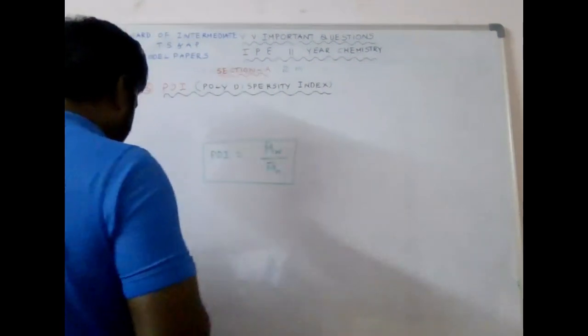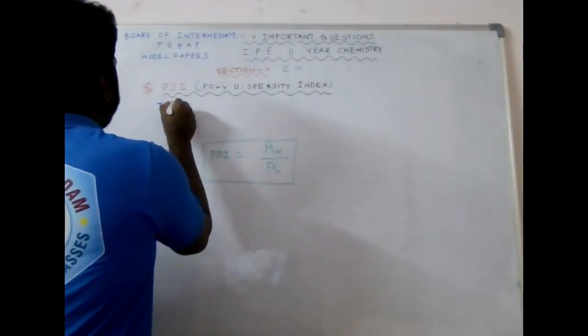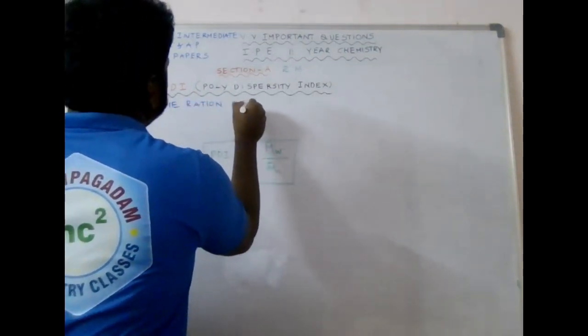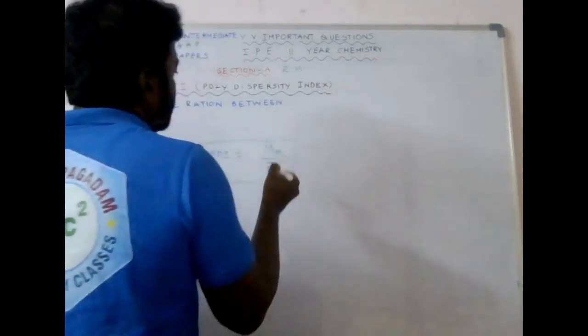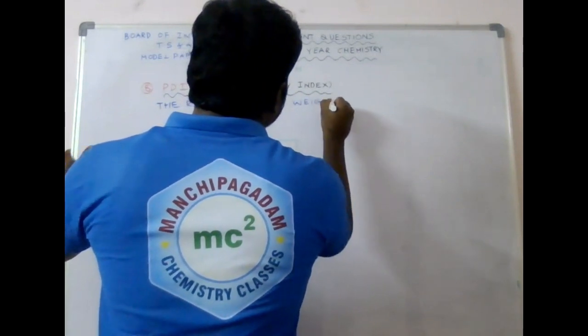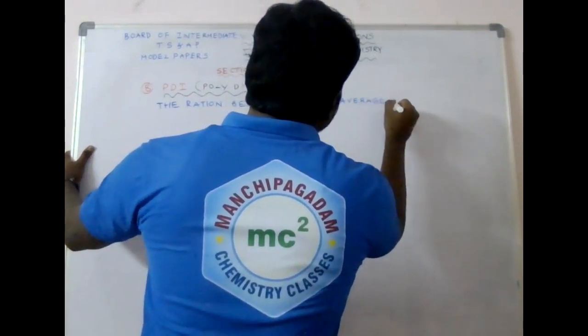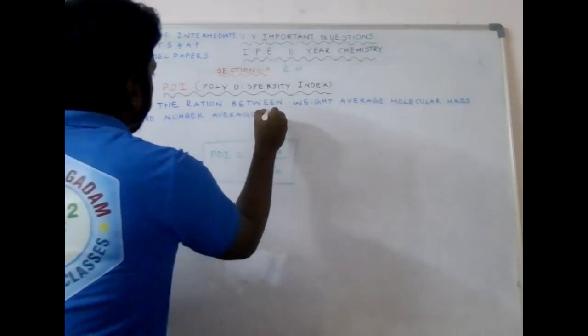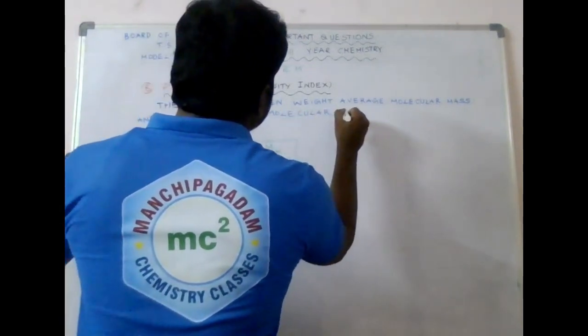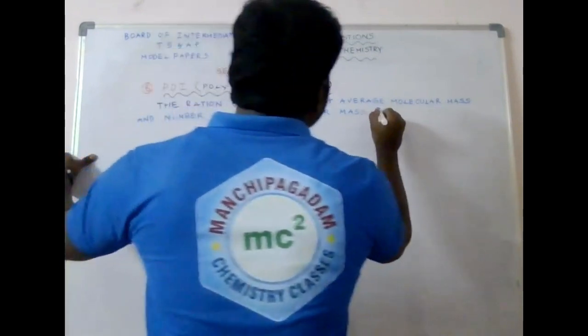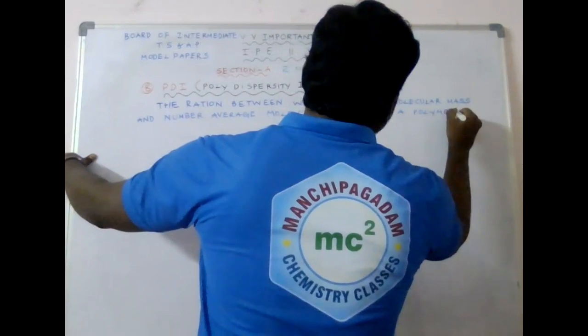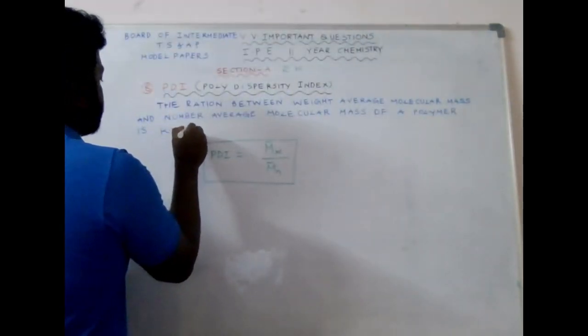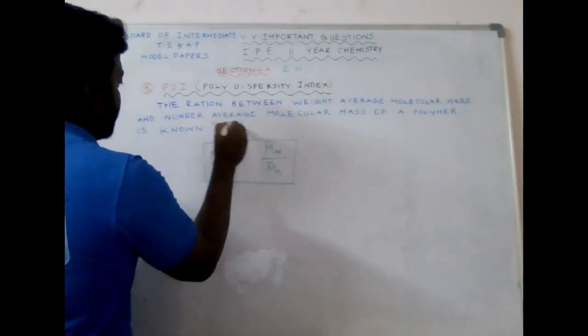Polydispersity index. The ratio between weight average molecular mass and number average molecular mass of a polymer is known as PDI, polydispersity index. I told you that W means weight and N means number, so the ratio between weight average molecular mass and number average molecular mass.